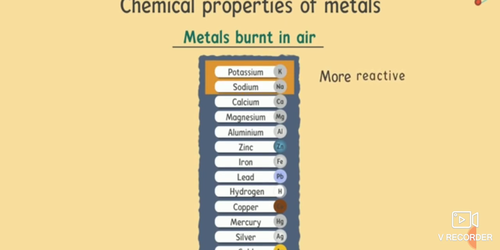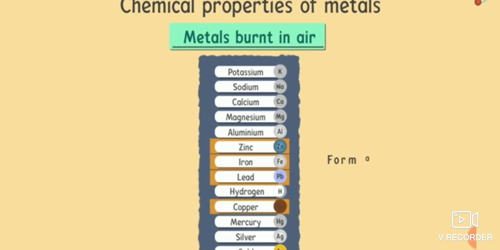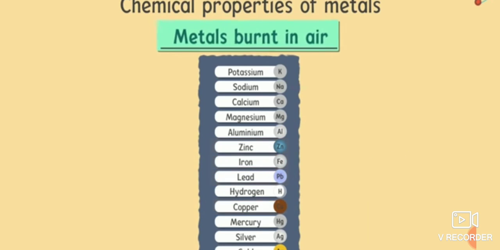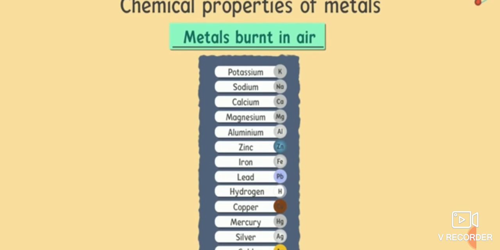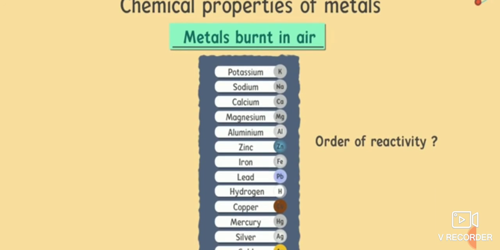Sodium and potassium are more reactive, whereas magnesium is relatively less reactive. But wait, burning in oxygen doesn't really help us to decide about the reactivity of zinc, iron, lead, or copper. All we know about these four is that they form a thin layer of oxide around the metals. So just this category of burning metals in air isn't enough for us to judge the order of reactivity of these metals. We can see a few more reactions to judge the order of reactivity. So in the next lesson, we will see how metals react with water.